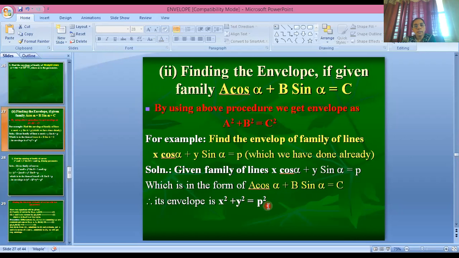It is very easy if it is in the form x cos α + y sin α = p. If such a type comes, they will ask it for 2 marks. And in place of x and y, any other functions may be there, in the form of x² or y².